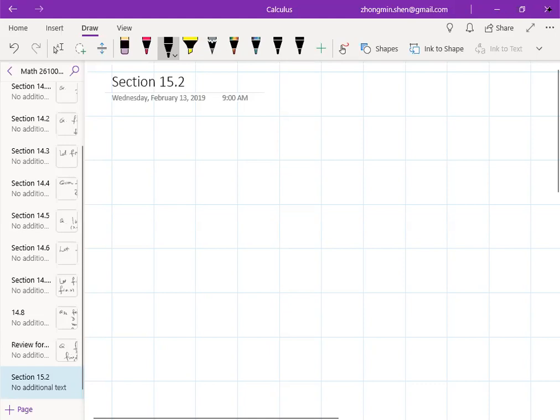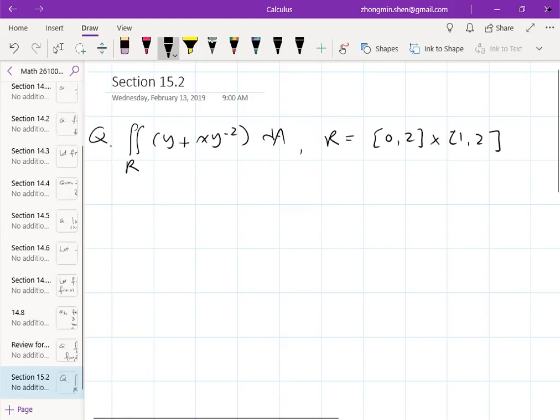So let's go over some problems first. Let's take a look at problem number 28. Here's a double integral over this region of y plus xy to the negative 2, dA. dA is just what we call the area element. The region is x from 0 to 2, and y from 1 to 2. Okay, so let's do this problem.